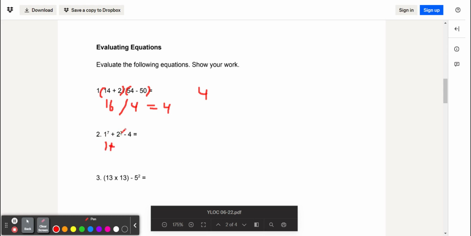Next, we add 2 to the power of 3, which is 2 times 2 times 2. 2 times 2 is 4, and 4 times 2 is 8. So we get 1 plus 8, and then minus 4. 1 plus 8 is 9, minus 4 is 5, so our final answer is 5.